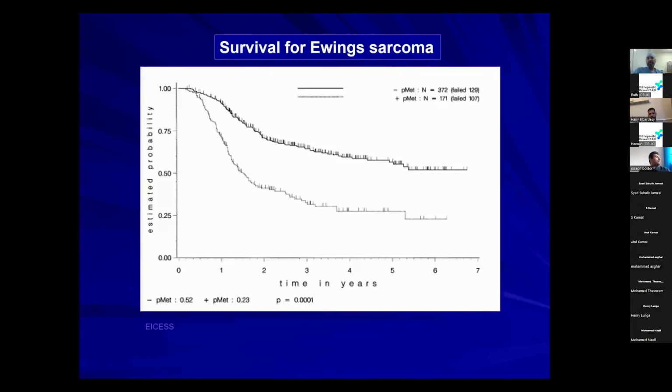Metastasis, again, is another thing that you need to bring into the picture. The survival with metastasis is half of what you would see without metastasis. So if you've got a 60% 5-year survival without metastasis, it drops down to 30% if you've got metastasis upfront at the time of presentation.